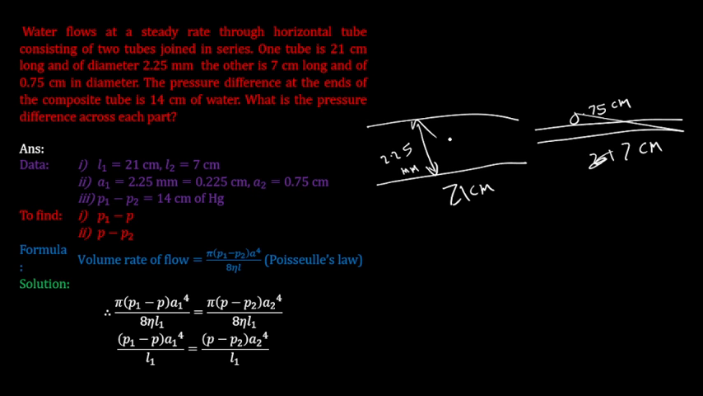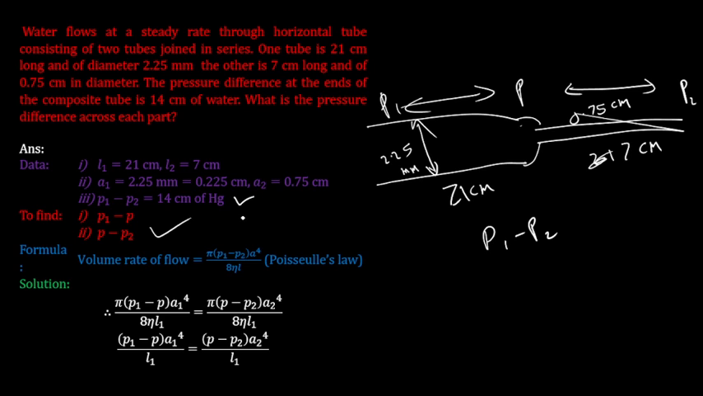The pressure difference across the ends of this composite tube, which is made up of two tubes joined together: the pressure is P1 at this end and P2 at this end. The pressure difference P1 minus P2 is given. It is 14 centimeter of mercury. So all the data is written, the lengths and the radii of the two tubes are given. We have to find the pressure difference across each tube. Suppose at the junction the pressure is P. So we have to find P1 minus P and P minus P2.